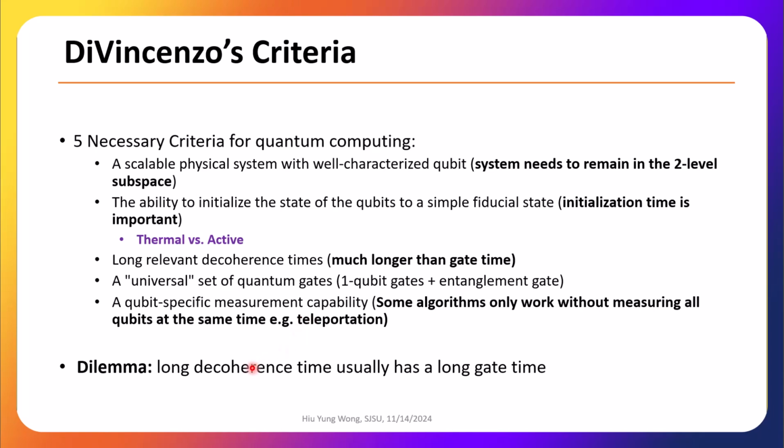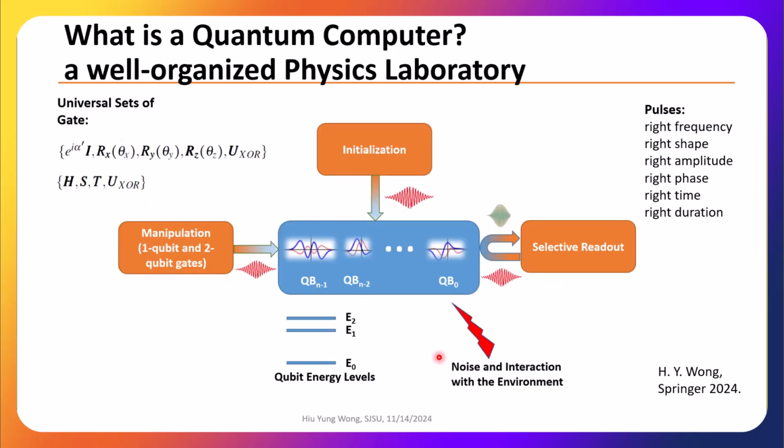And sometimes you will see that there's a dilemma. If you have a long coherence time, usually you have a long gate time, and it's easy to understand. If you have a long decoherence time, it means you keep your state for a long time, which means you don't interact with the outside world. Then of course it's difficult to control it. So you need to have a long gate time in order to change its state.